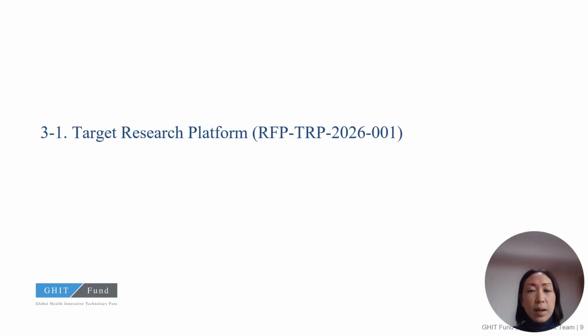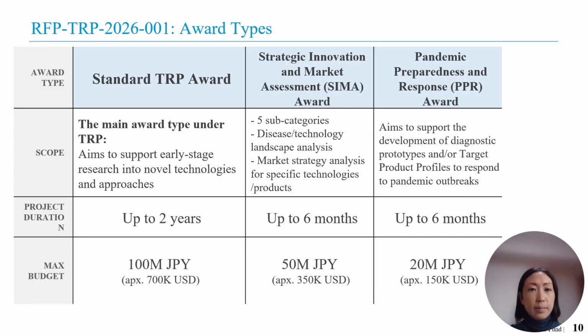Let us start with the Target Research Platform, or TRP, which supports early-stage research, especially those involving Japanese innovation. Under TRP, there are 3 types of awards: Standard TRP Award, Strategic Innovation and Market Assessment Award, and the Pandemic Preparedness and Response Award. The Standard TRP Award supports early-stage research of novel technologies and approaches for drugs, vaccines, and diagnostics.